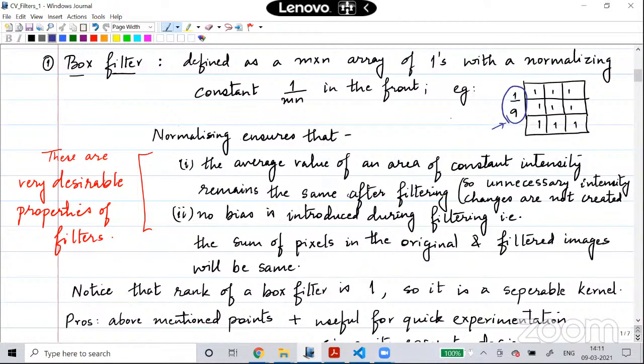So that is one of the reasons why normalizing should be done. The other one is that no bias is introduced during filtering. This is important. We will see one quick example of what happens if bias is introduced. But essentially what this means is that in the original image and in the filtered image, the sum of pixels remains the same. You are averaging this at every point, so the sum of pixels in all does not change in the original and filtered images. These two things are very desirable in a lot of filters. In various ways, this normalizing will be introduced for the other filters also.